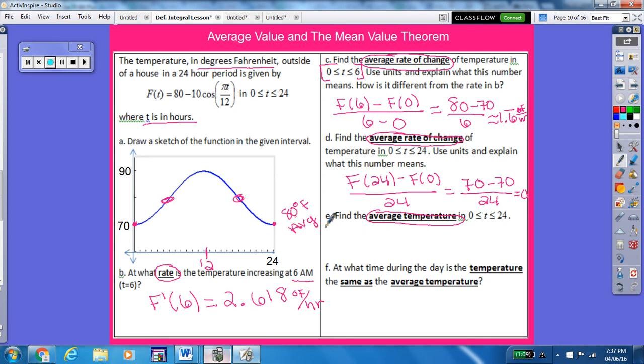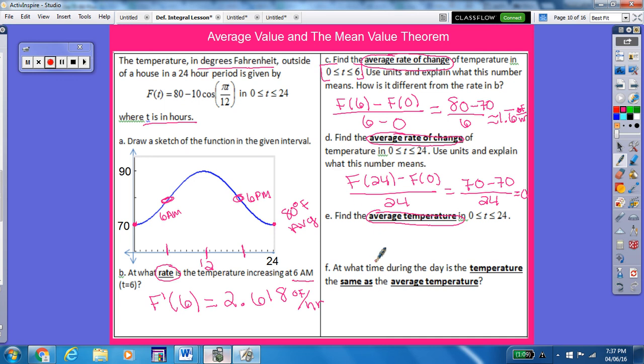Now this is a guess, but we need to come up with an algebraic way of doing this. The second thing is, at what time during the day is the temperature the same as the average temperature? I already guessed it was about 6 a.m., because when we found the temperature at 6 over here, we knew it was 80. So probably around 6 a.m., and then again at 6 p.m. I'm guessing those are the two times where the temperature equals the actual average.